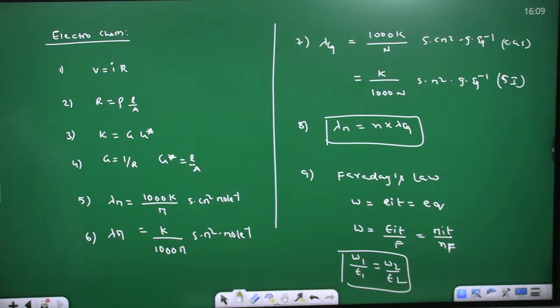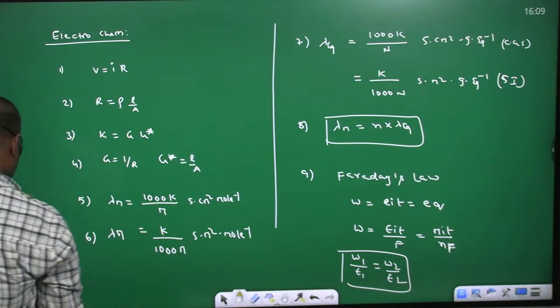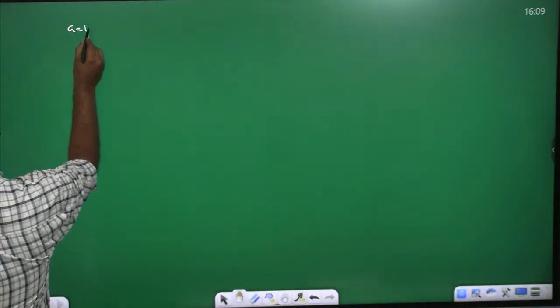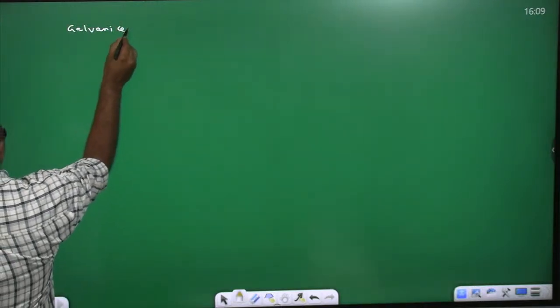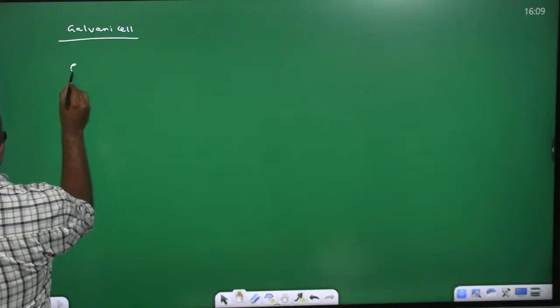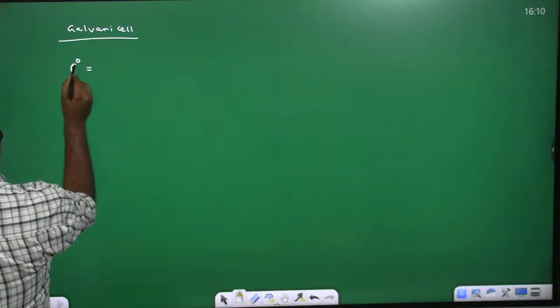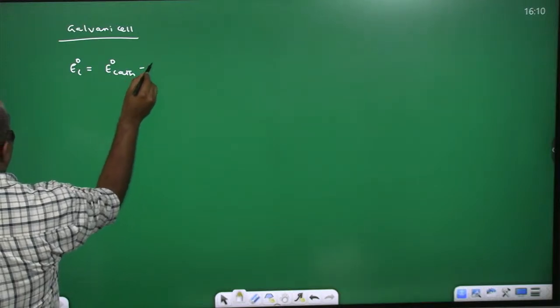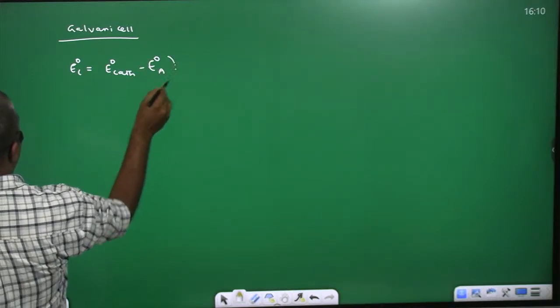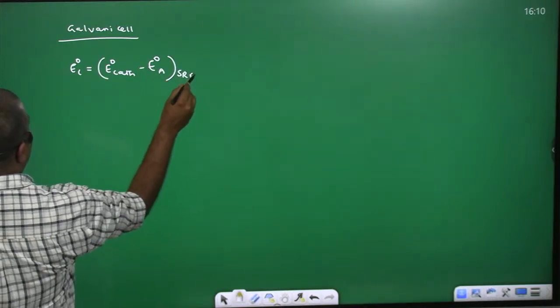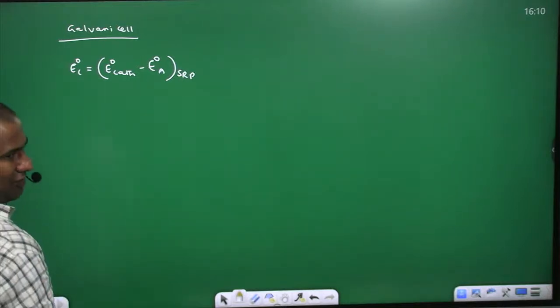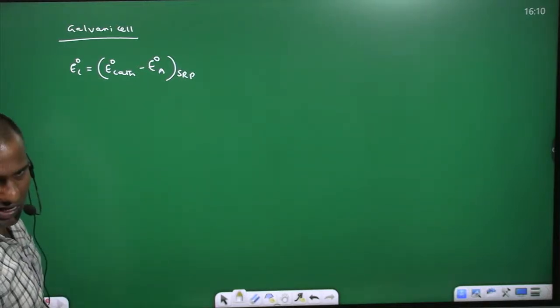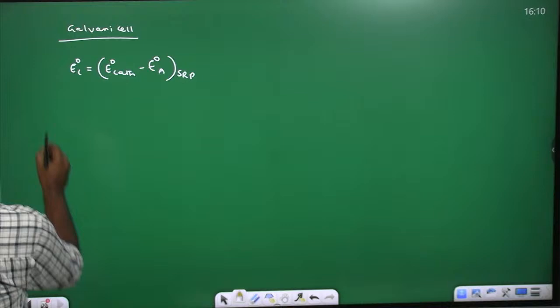After Faraday's laws, the Nernst equation we have. Galvanic cells. For a galvanic cell, EMF: E naught cell equal to E naught cathode minus E naught anode, when we have SRP, standard reduction potentials. If you have SOP, quite reverse: E naught anode minus E naught cathode.